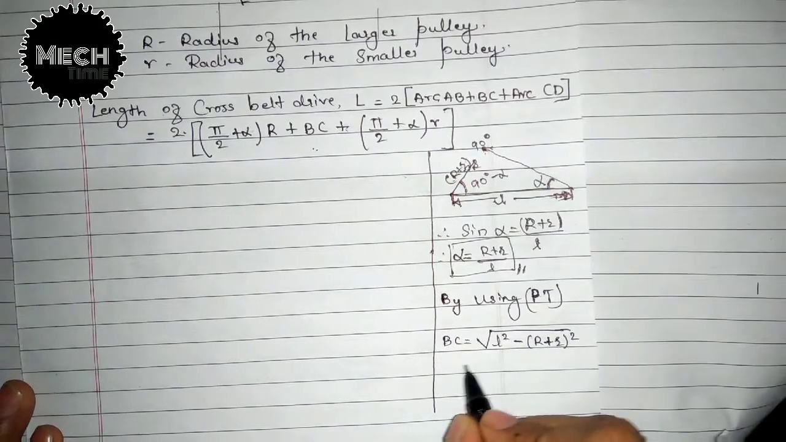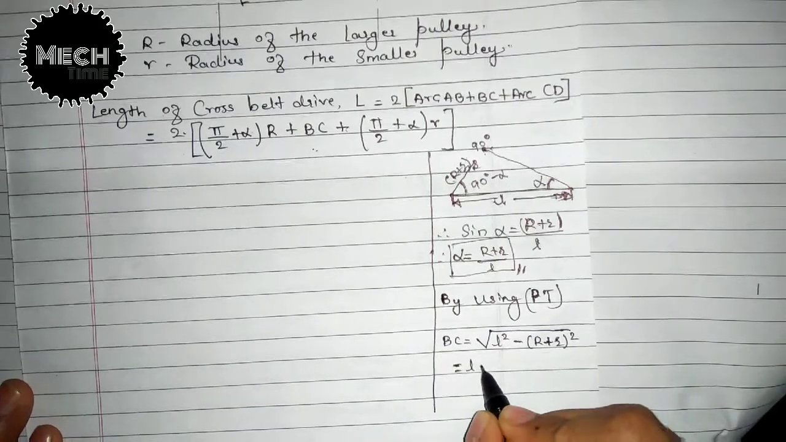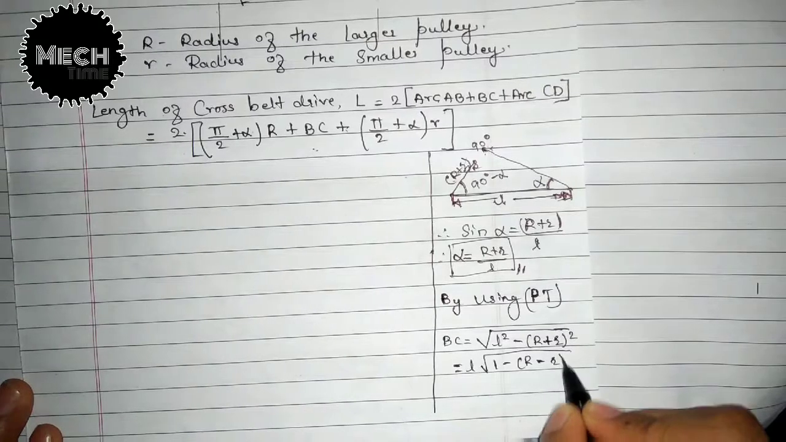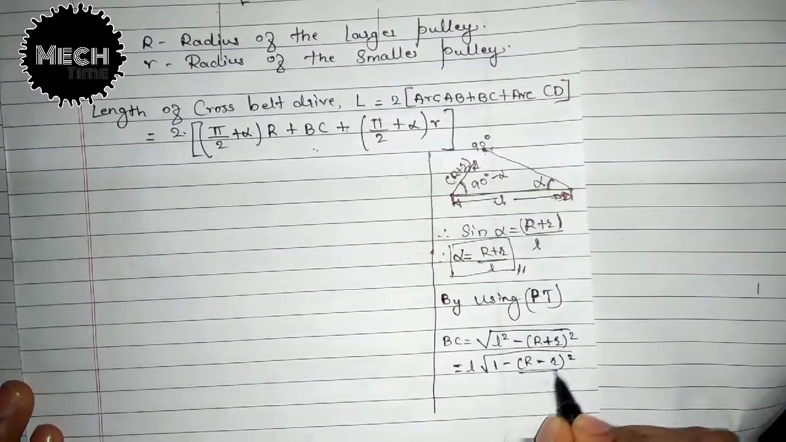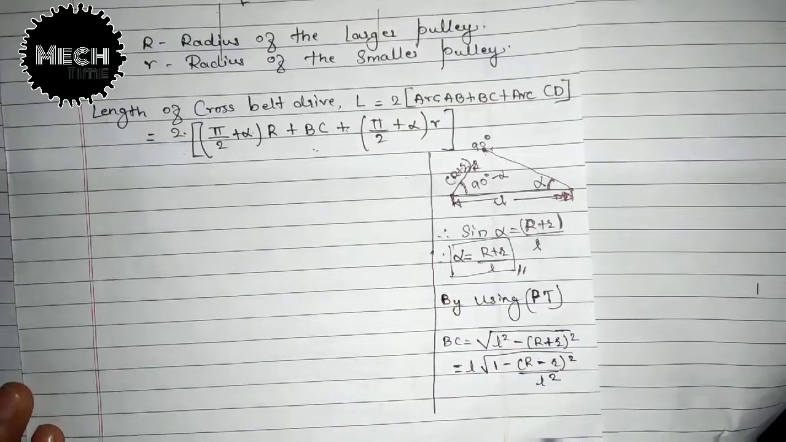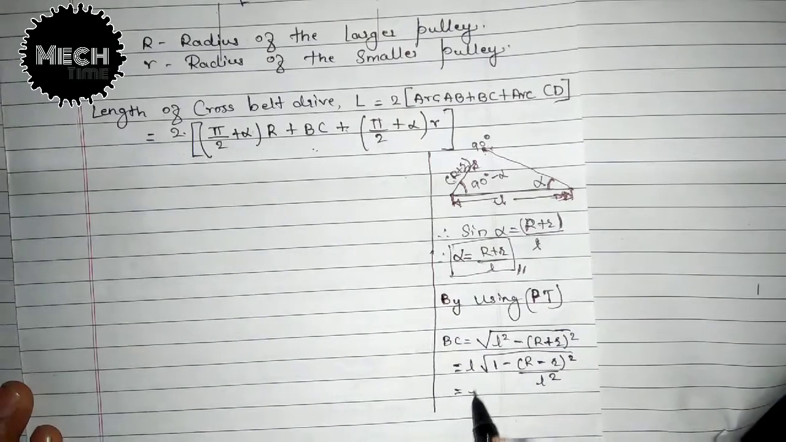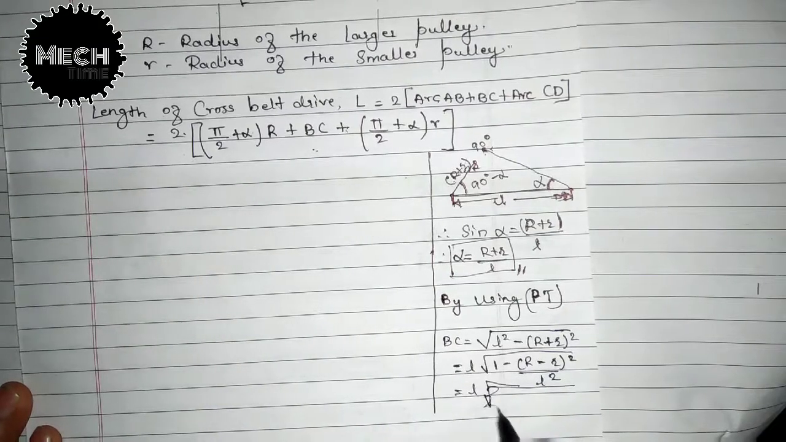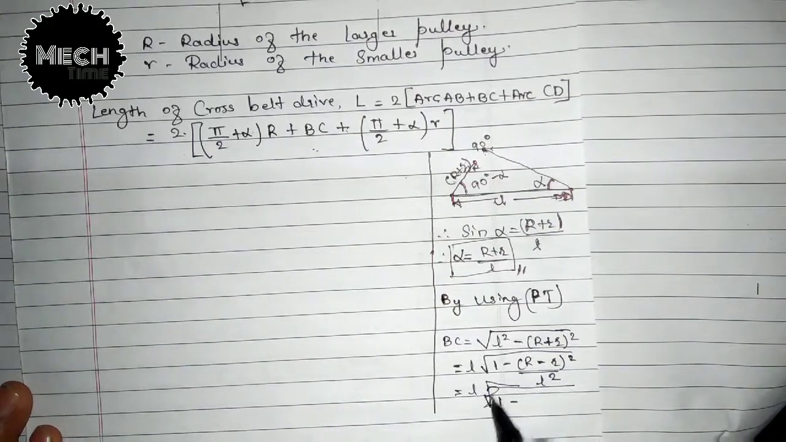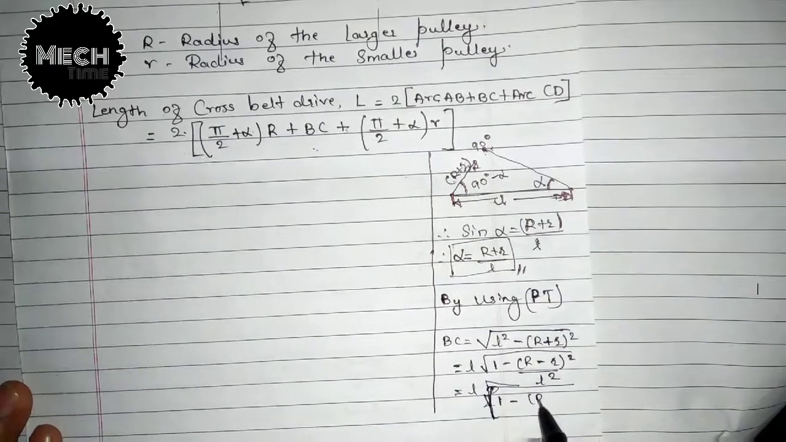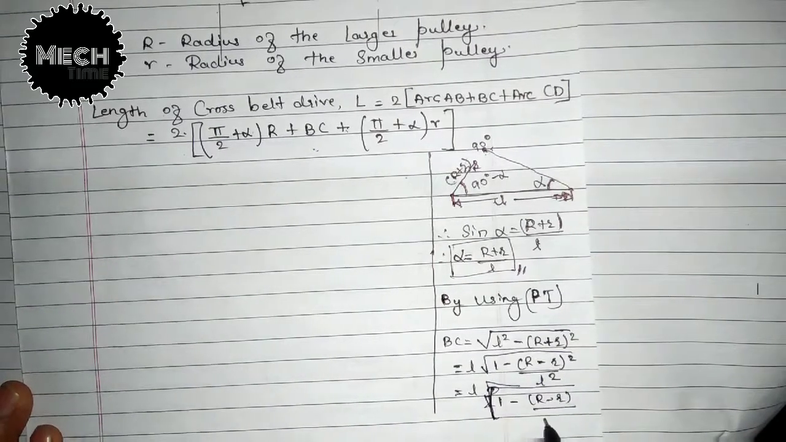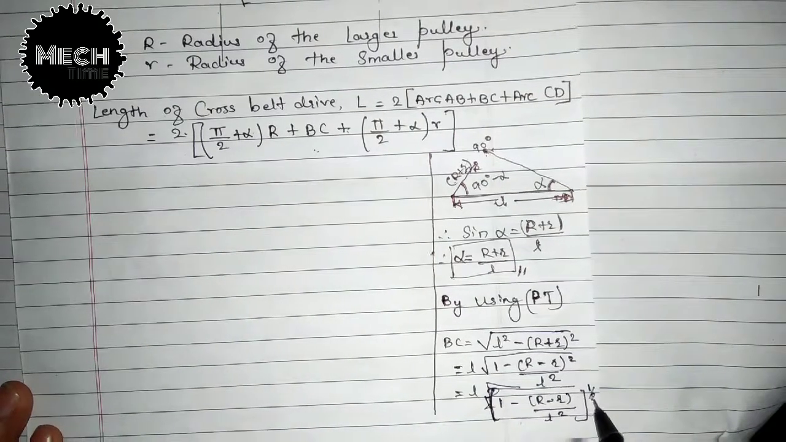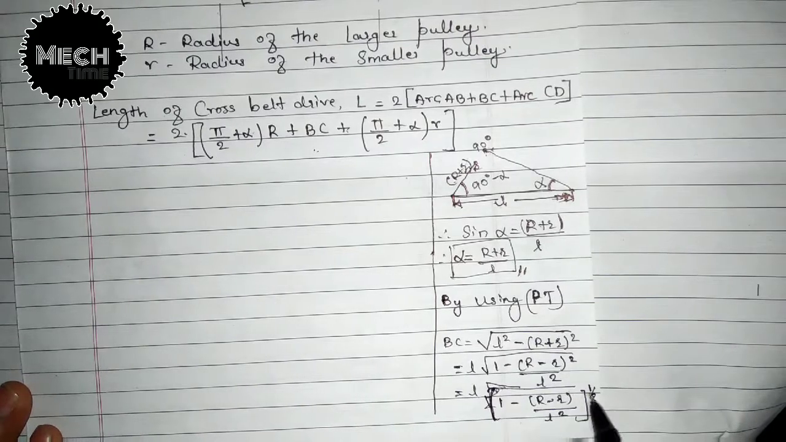If I take L outside, it will be L times the square root of 1 minus (capital R plus small r) whole square divided by L square. Also we can write it as L into (1 minus ((capital R plus small r) by L) square) to the power 1 by 2. So I have taken the square root in terms of a power like this.